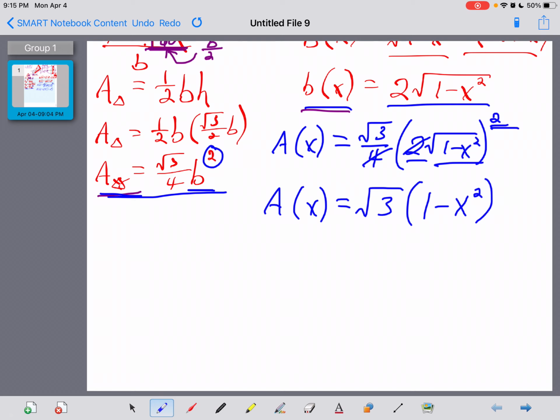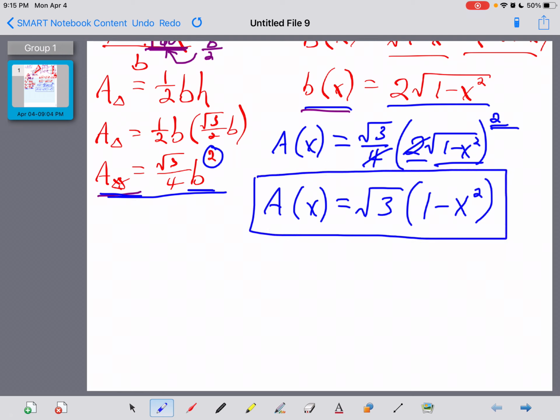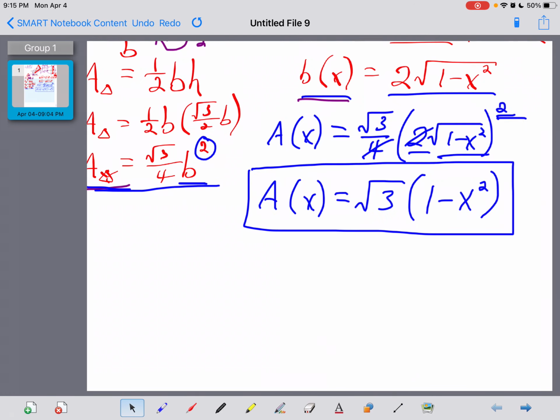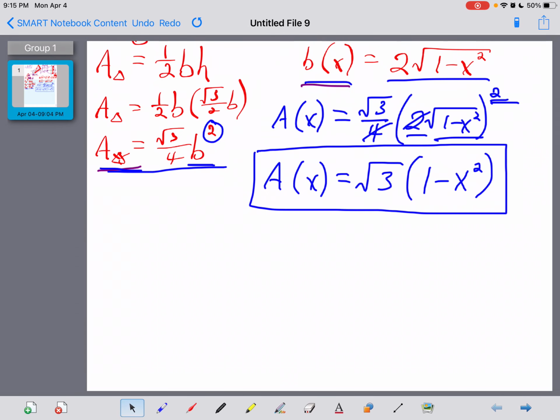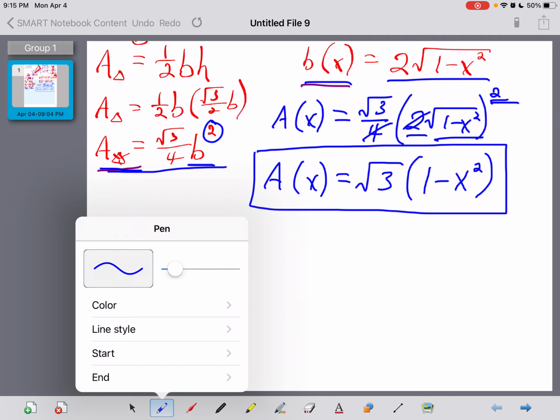Now, as I go back and read the problem again, I'm reading directly from it here, show that the vertical cross sections have area A of x is equal to the square root of 3 times the quantity 1 minus x squared. That is exactly what we came up with right over here. So that's the first thing they were trying to get us to do in this problem here. And now, okay, with that in mind, let's go here. Now that we found A of x, we're ready to go ahead and find our volume formula.